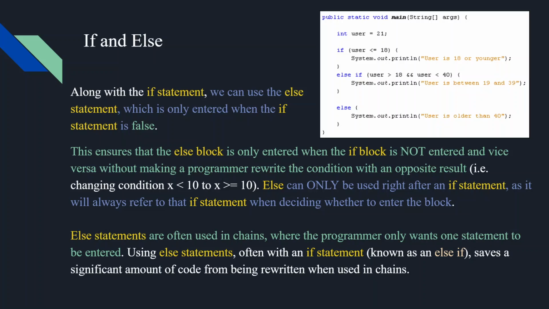Using else statements saves you from having to check for the opposite case for every previous if statement, and when used alongside an if in a form that's known as an else if, this saves a lot of code from being written. Else ifs are so important to logic that some languages created a separate statement for them, such as Python's elif.